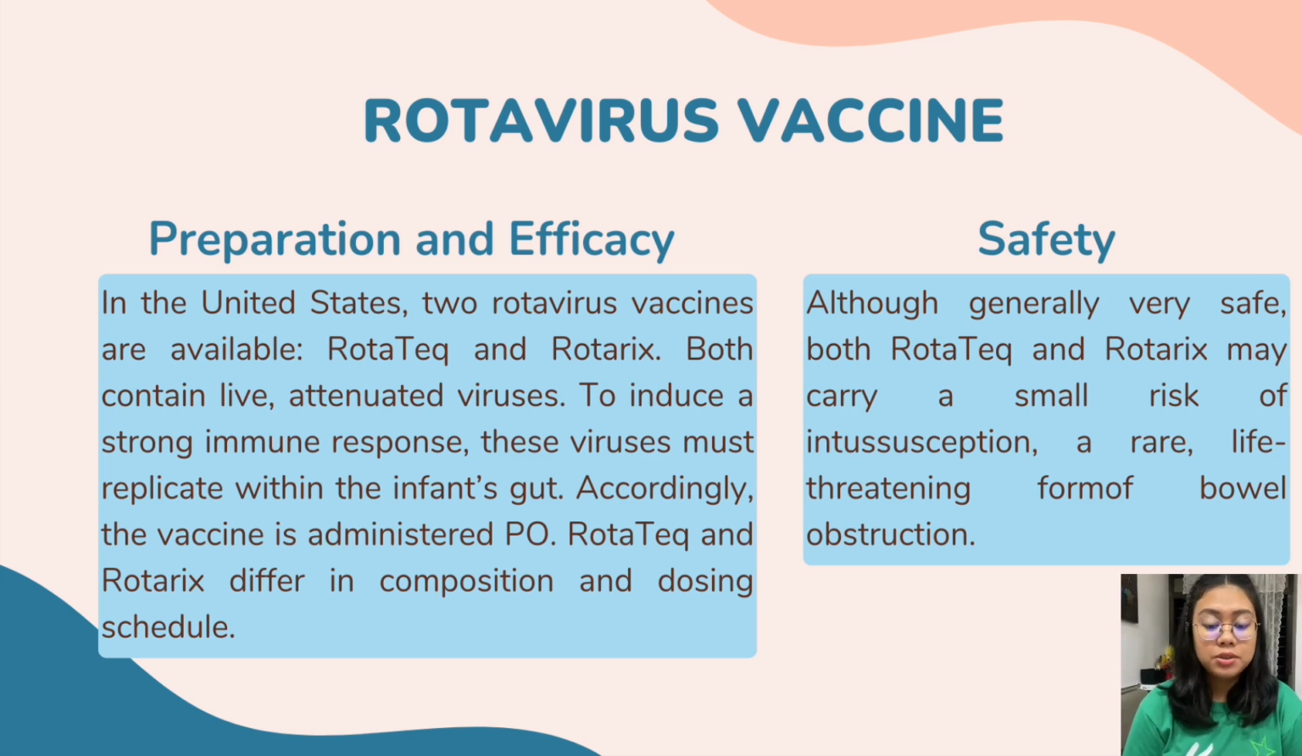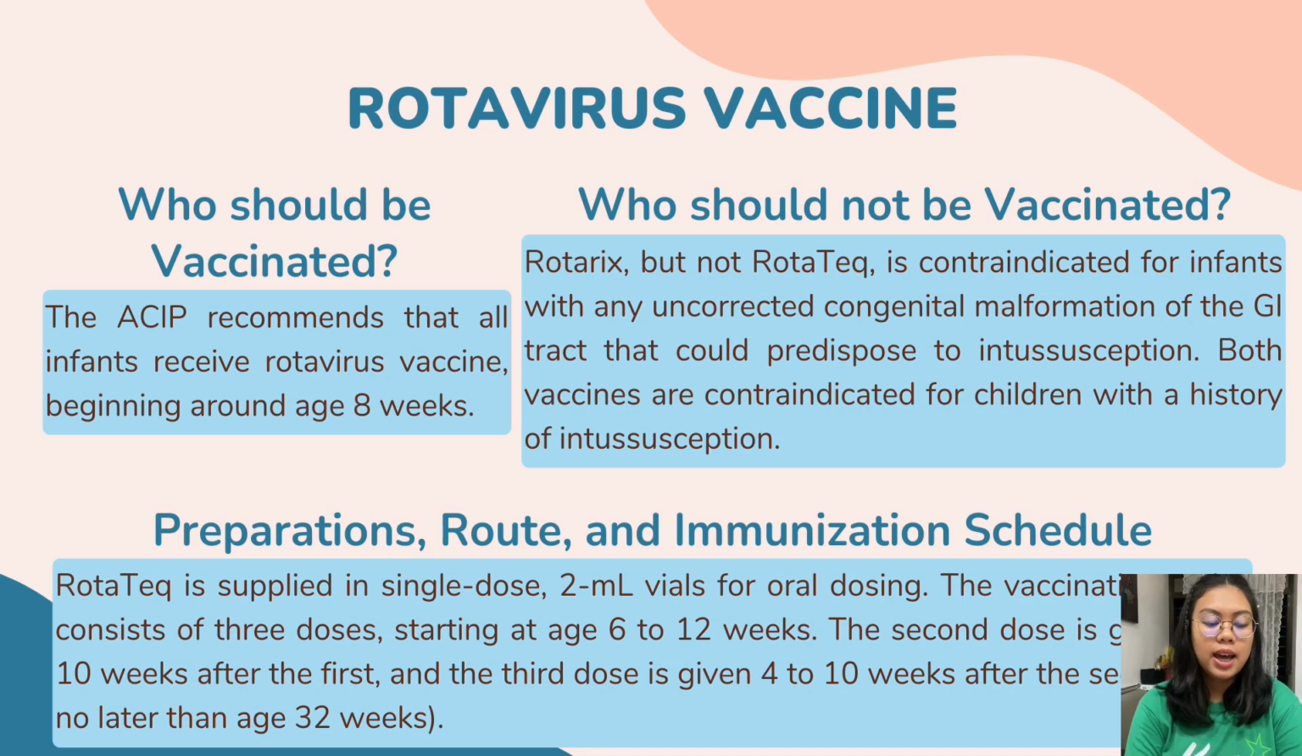For safety, although generally very safe, both RotaTeq and Rotarix may carry a small risk of intussusception, a rare life-threatening condition. So who should be vaccinated? ACIP recommends that all infants receive rotavirus vaccine beginning around age 8 weeks. For the preparation, route, and immunization schedule, RotaTeq is supplied in single-dose, 2 ml vials for oral dosing.